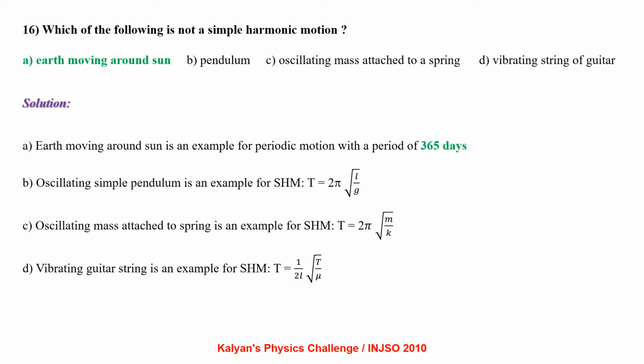Earth moving around sun is an example of periodic motion with a time period of 365 days. An oscillating simple pendulum is an example of simple harmonic motion. Time period is 2 pi root L by g. An oscillating mass attached to a spring is an example of simple harmonic motion. Time period is 2 pi root m by k. A vibrating guitar string is an example of simple harmonic motion. Time period is 1 by 2L root T by mu, where T is tension in the string and mu is linear density. So, out of the given options, the one which is not simple harmonic motion is earth moving around sun.